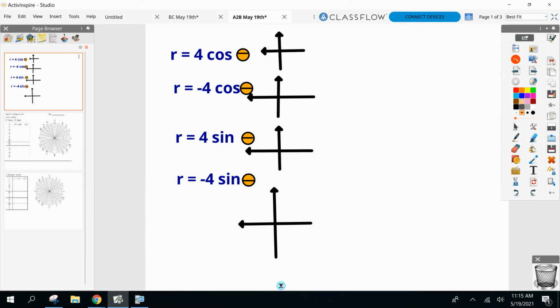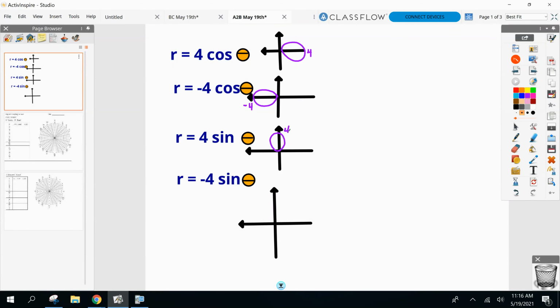If it's got cosine with it, it's somewhere on the x-axis. So my first one is 4 cosine, so I at least know it's going to be on the positive side of the x-axis going out to 4. If it's a negative number with cosine, it's got to go to the negative side on the x-axis. Some of you guys yesterday on your assignment had 2 circles going. No, you should only have one. Only one circle going. And if I change it to sine, now we're on the y-axis. So a positive number with sine will be on the y-axis.